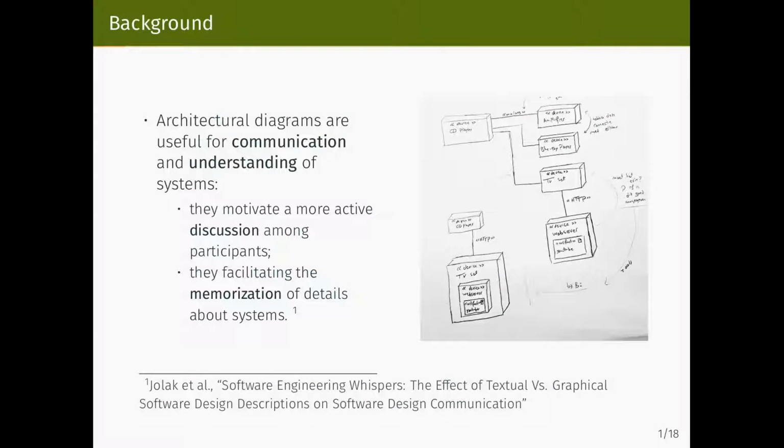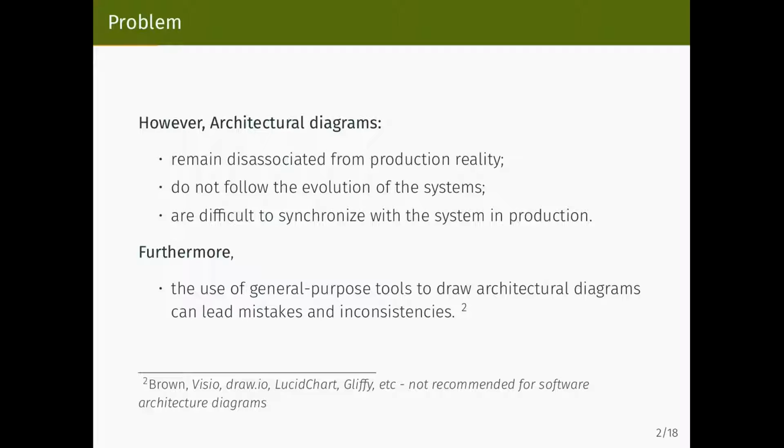Communication between practitioners is essential for system quality. Architectural diagrams are used for communication and understanding of systems because they motivate a more active discussion among participants. However, architectural diagrams, such as UML deployment diagrams, usually remain schematic and disassociated from production reality.